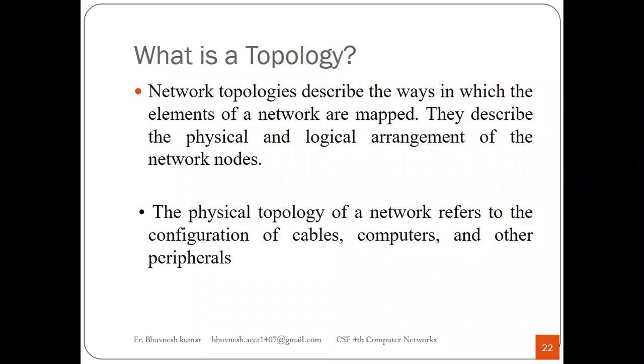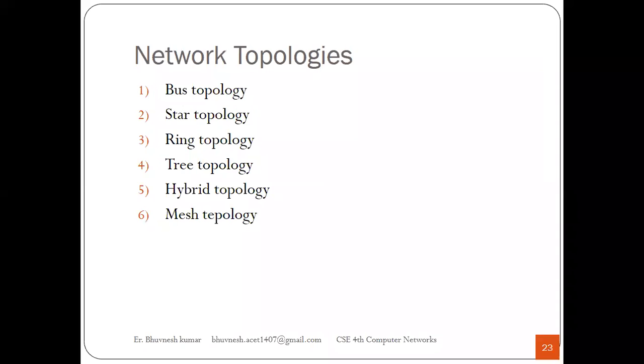Topology describes the physical and logical arrangement of network nodes, and network nodes are your computer, mobile phone, printer, wireless keyboard, mouse, and how they are connected. It can be in a bus form, star form, ring form, or mesh form. These are the types of topology: first is bus topology, second is star topology, third is ring topology, fourth is tree topology, fifth is hybrid, and last is mesh topology.